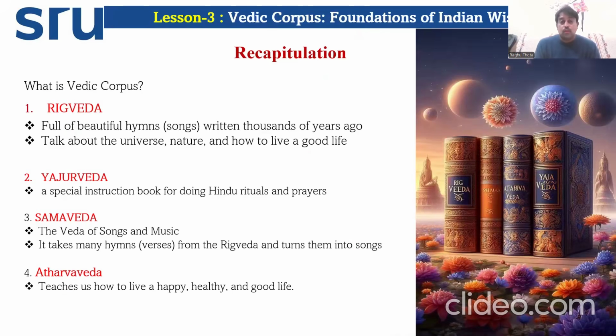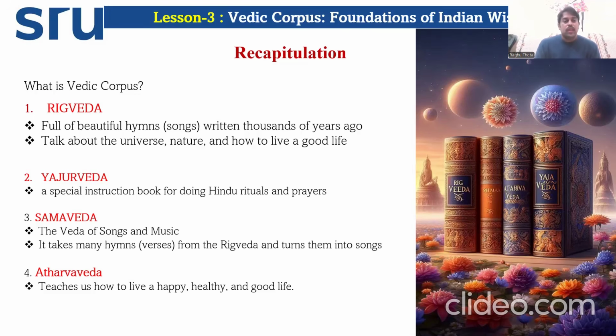The third one, Vedic corpus, the foundations of Indian wisdom. What is the Vedic corpus? The knowledge and wisdom that existed in ancient times had been written in the form of 4 volumes or books. That is called the Vedic corpus. It includes 4 Vedas. What are the 4 Vedas we have? Rig Veda, Yajurveda, Samaveda, Atharva Veda.